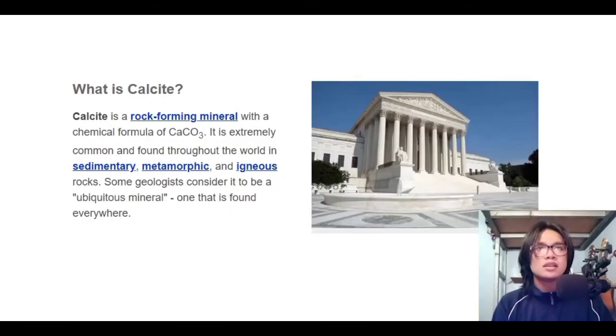Calcite. Calcite is a rock-forming mineral with the chemical formula of CaCO3. It is extremely common and found throughout the world in sedimentary, metamorphic, and igneous rocks. Some geologists consider it to be a ubiquitous mineral, one that is found everywhere. Calcite is a principal constituent of limestone and marble. These rocks are extremely common and make up a significant portion of Earth's crust. They serve as one of the largest carbon repositories on our planet.